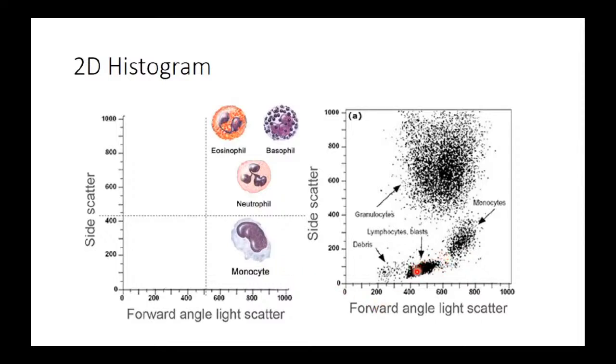Here we have very simple cells because they give very low signal on the side scatter, and they are smaller than monocytes and granulocytes. So obviously these are lymphocytes, because the lymphocytes are smaller in size and they are simple cells.